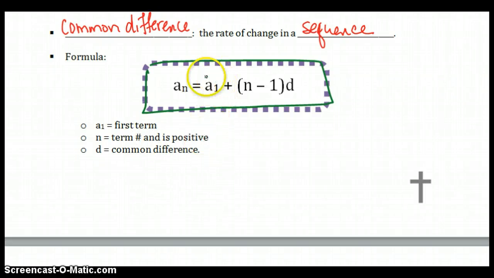Okay, you'll take a sub 1, which is the first term. You're going to add to it whichever term you're looking for. If it's the 7th term, you'll say 7 minus 1, which would make 6, times d, and d here is the common difference. So you might want to write this formula when you get ready to do the practice problems. You want to write this formula at the top of the page so you can practice plugging the right numbers in. So let's look at an example.